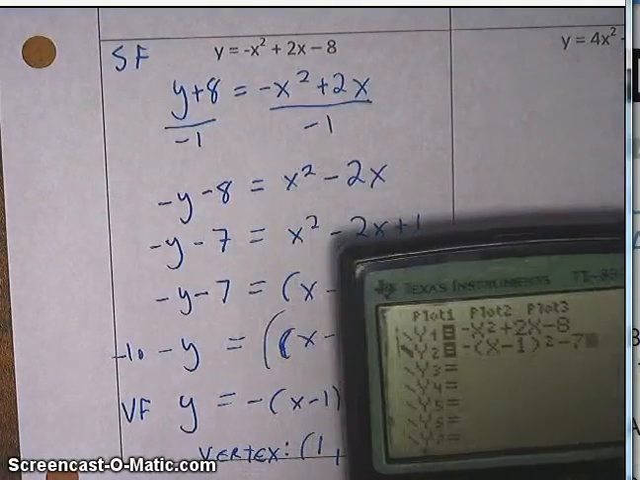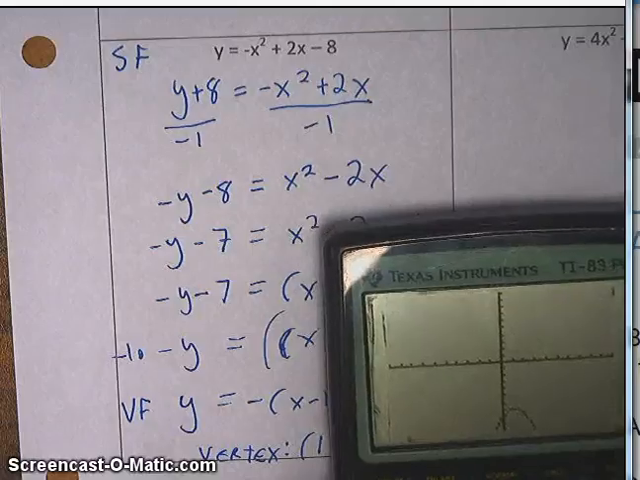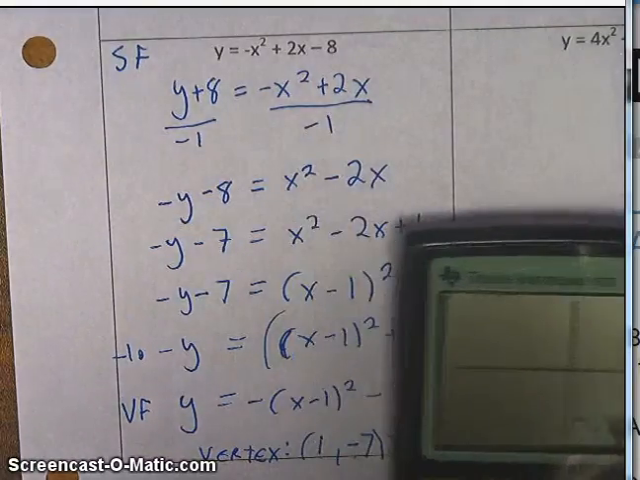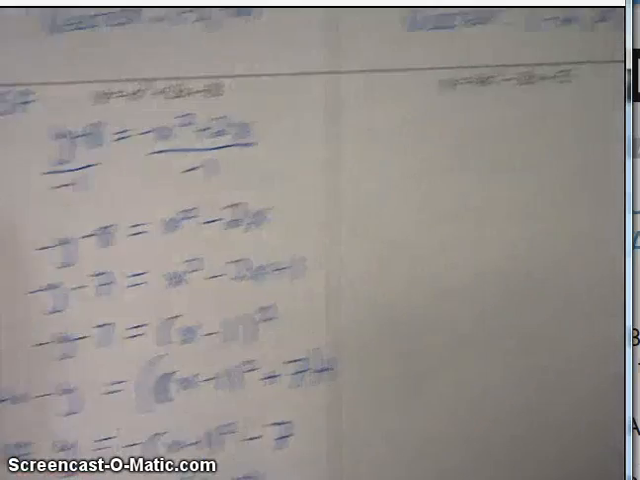And I'm going to make that second equation nice and dark. You can see that this is going to open downwards, and I went ahead and found the vertex at 1, negative 7. Okay, so that's a nice way to double check.